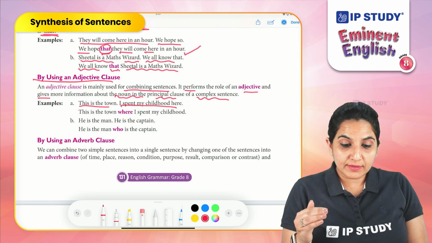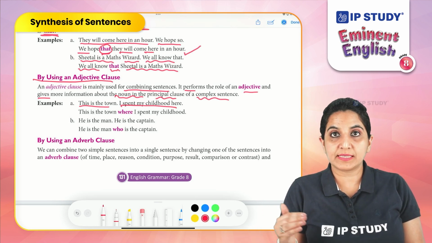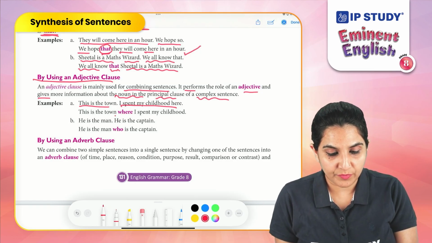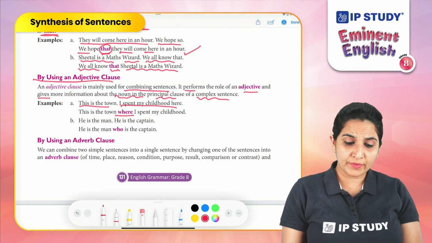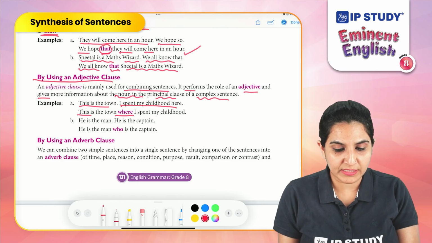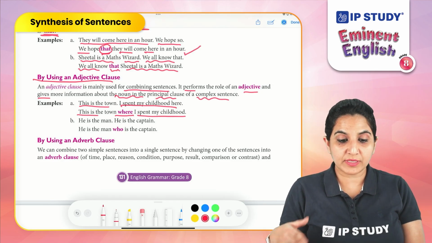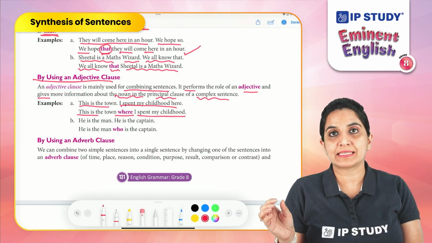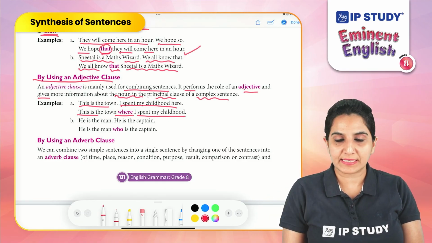Now, I spent my childhood here. This is the town. So, we join it by using where. Right? So, this is the town where I spent my childhood. Now, this is adding more information to the noun. Hence, this acts as an adjective in the sentence.